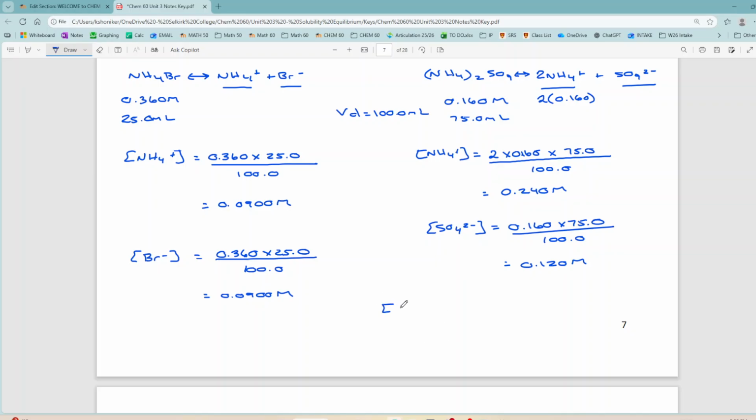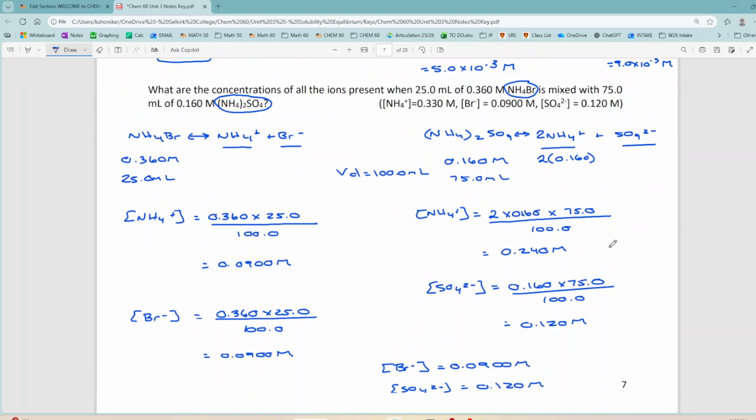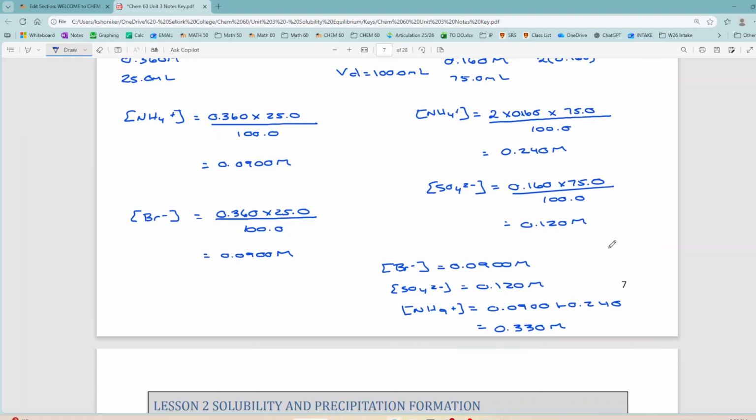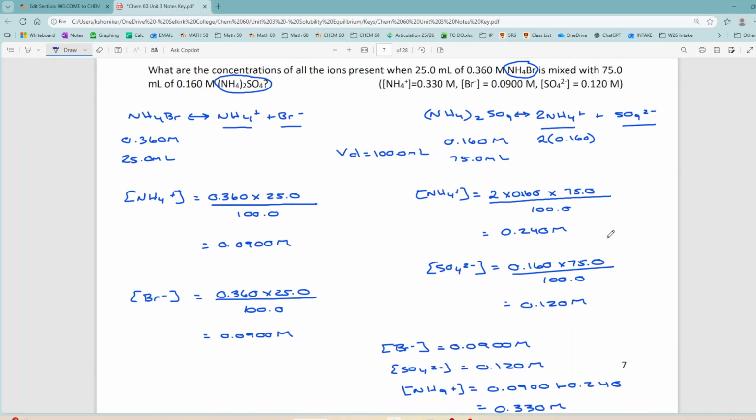So if I wanted to state my overall concentrations, my concentration of bromide is the 0.0900 molar. The concentration of the sulfate is 0.12 molar. But then the concentration of the ammonium, everything's mixed together. So the overall concentration of ammonium is going to be the 0.0900 plus the 0.240, which is going to give me 0.330 molar. And for this one, I put the answers above, so let's just double check. Bromide is 0.0900, sulfate is 0.120, and ammonium is 0.330. Awesome. That is the end of solution dilution and the end of the first lesson.